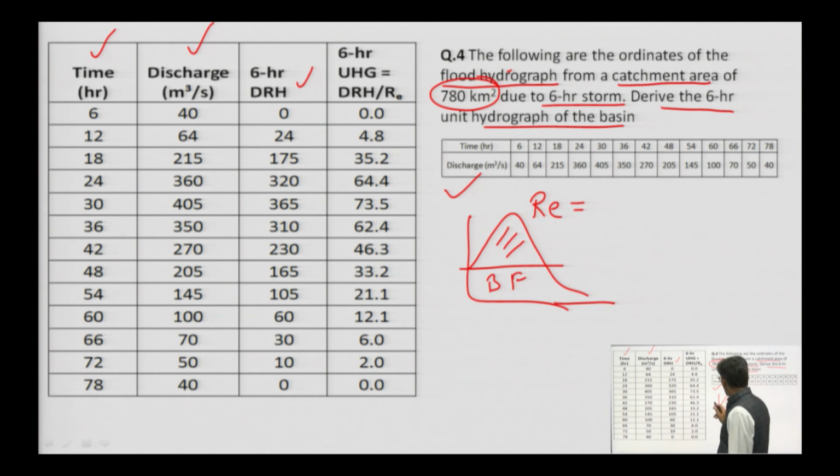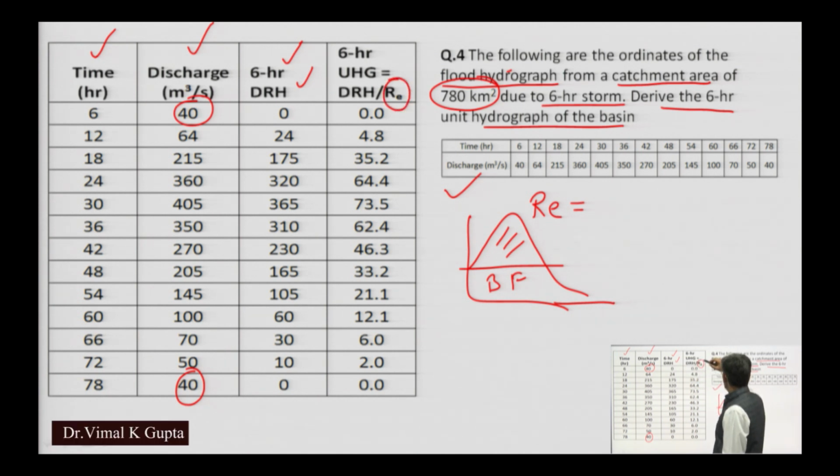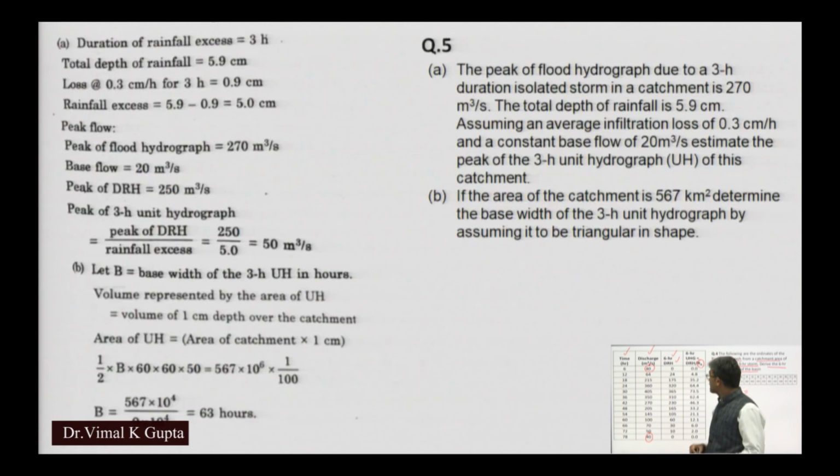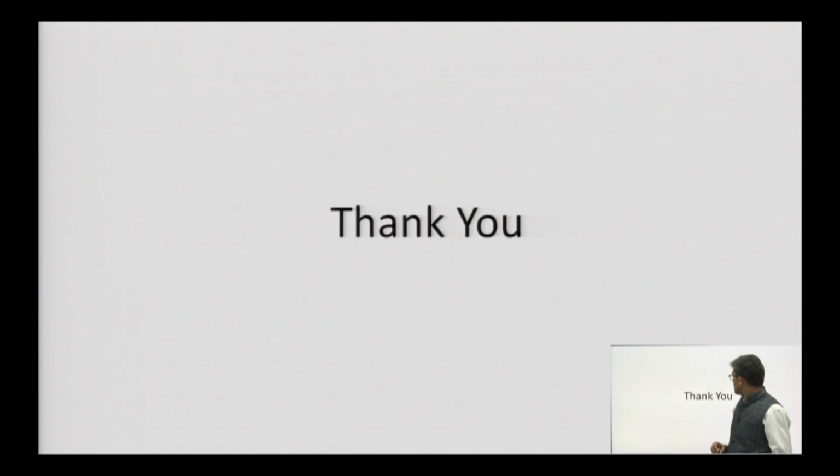So, first of all subtract the base flow. How can we subtract the base flow? Simply assume 40 as the base flow discharge. Subtract this base flow discharge from these ordinates to get the DRH. And these ordinates will be divided by the effective rainfall to get the unit hydrograph ordinates. Okay, so thank you very much.